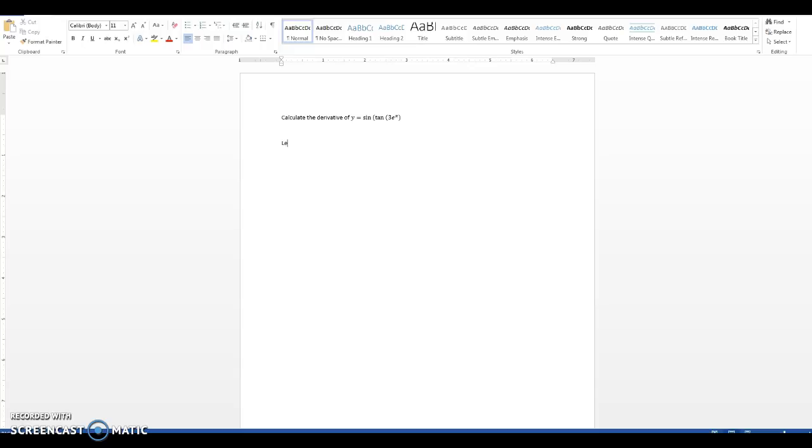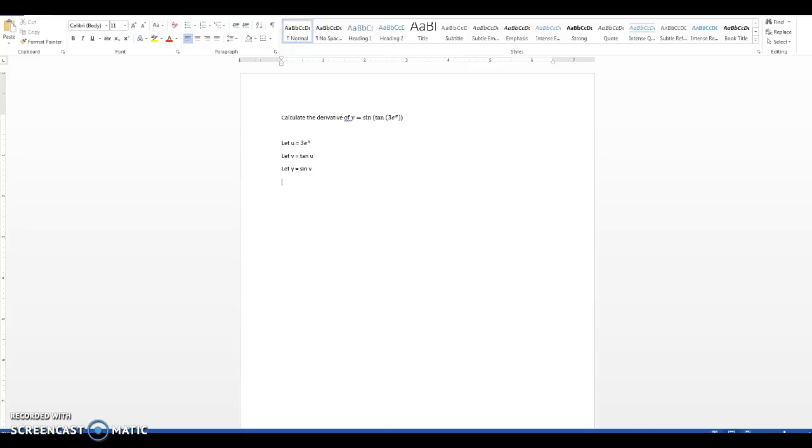All right, so in this problem, I'm going to let u equal 3e to the x. And I'm going to let v, something else, equal tangent of u. So now v is tangent of 3e to the x. Oh, I see I need another parentheses up there. Okay. And then I'm going to let y equal sine of v.